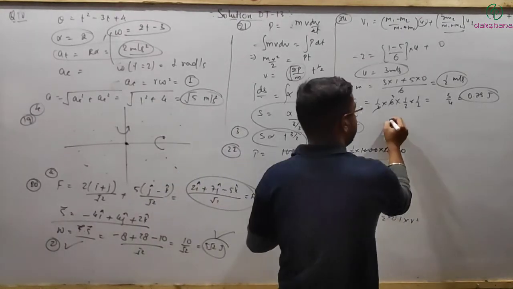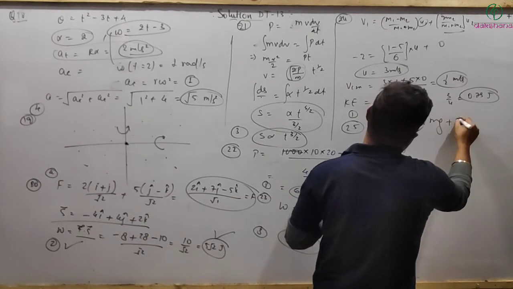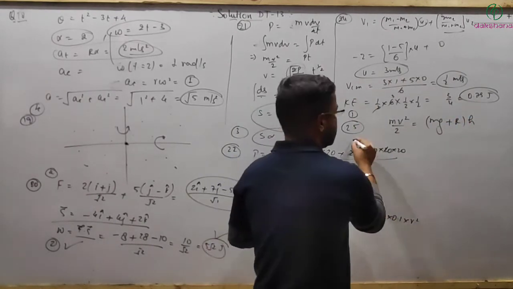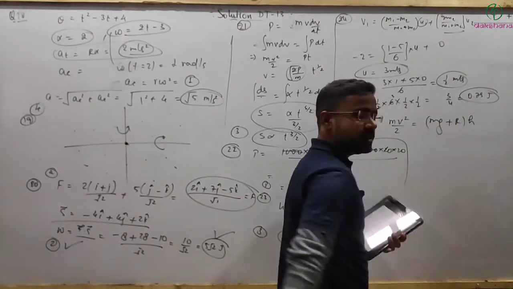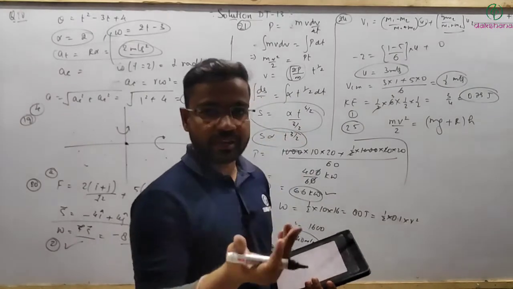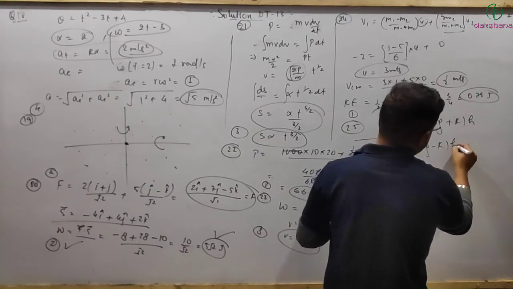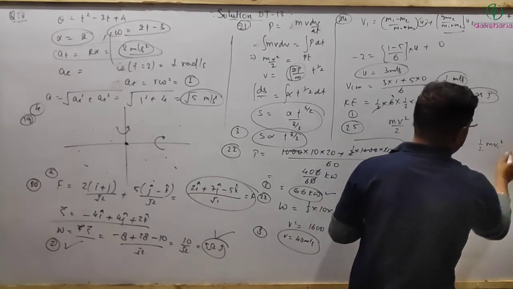So I can write half mv square, that is mv square by 2, is equal to (mg plus r) multiplied by, let's say, height h. And when it's falling back down, then mg will be doing positive work and r will be doing negative work. So work done is equal to (mg minus r) multiplied by displacement, which is still h, and this will be equal to final kinetic energy, half mv prime square.